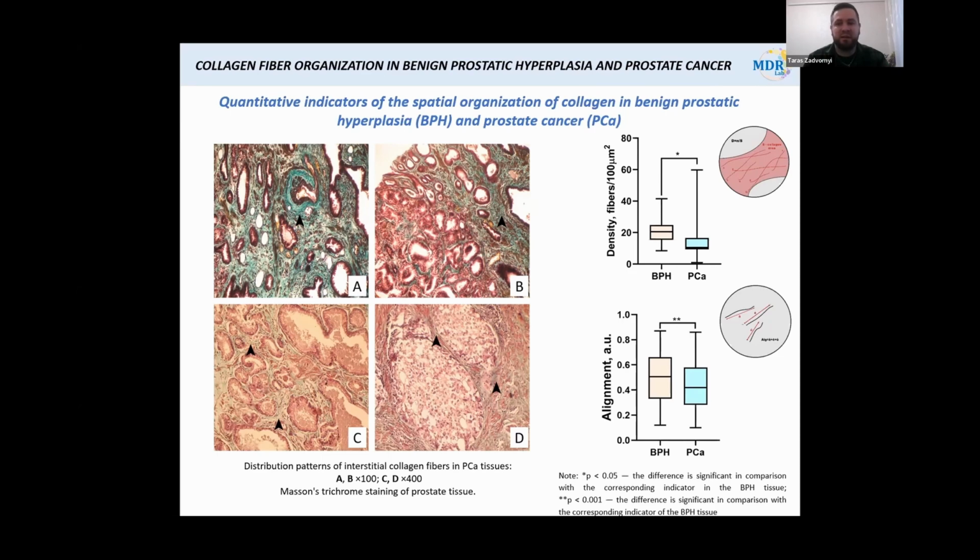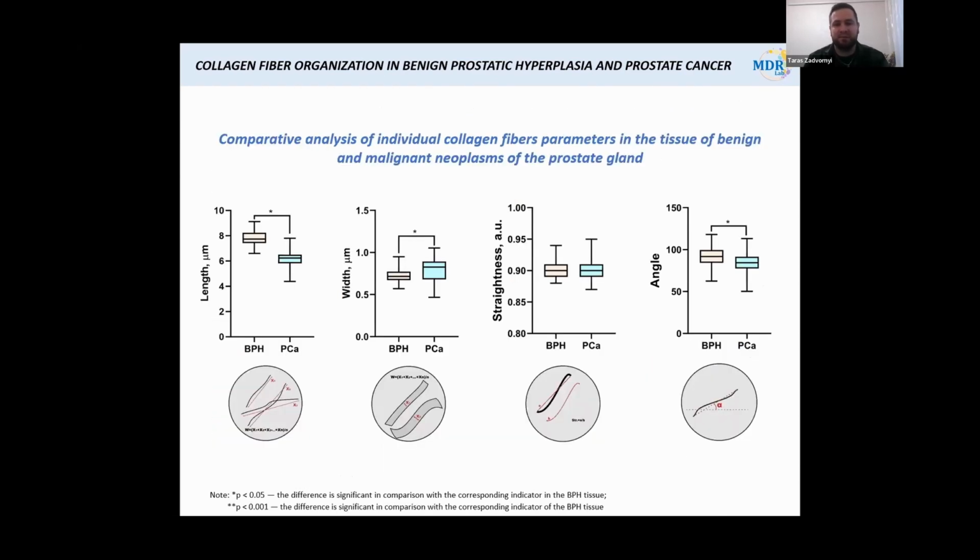As shown in the slide, prostate cancer tissue was characterized by a significantly smaller density and alignment of collagen fibers. The next step was to investigate individual collagen fiber parameters. It was found that prostate cancer tissue was characterized by significantly shorter and thicker collagen fibers compared to benign prostatic hyperplasia tissue.